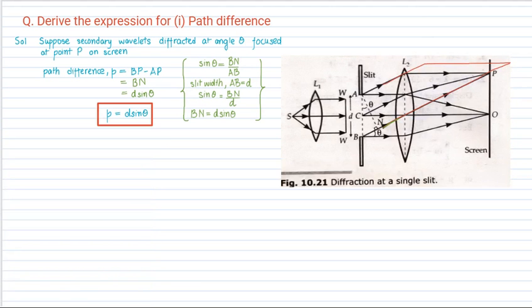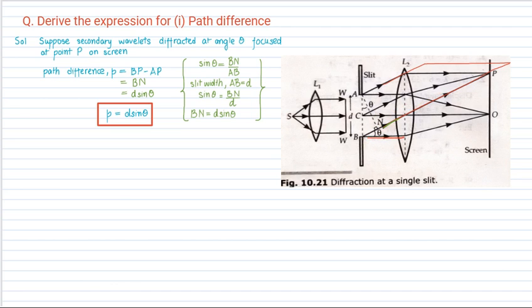In our last class, we derived the expression for the path difference. The extra path the light has to follow, this path BN, is your extra path difference. This extra path difference is given as d sin theta. d is the distance between the slits and theta is the angle by which it is diffracted, moved from the original.